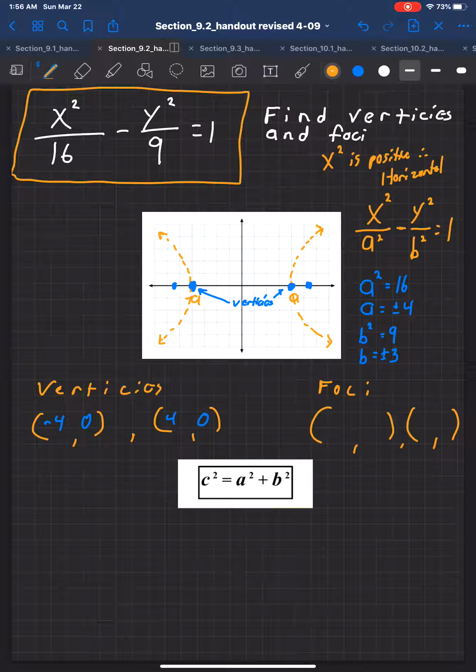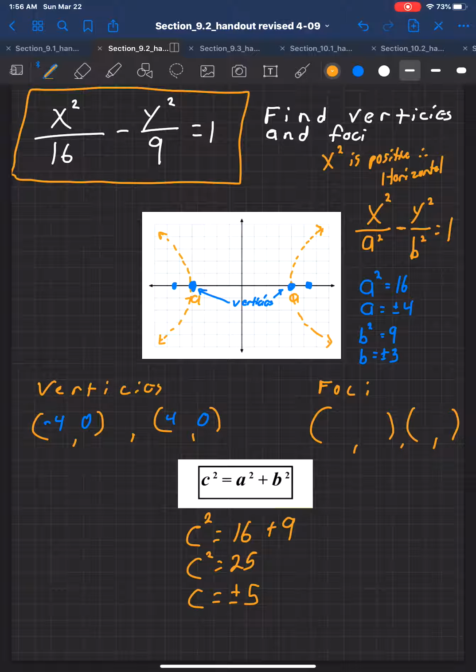So, do I know c squared in this case? I do not. So c squared is equal to, do I know a squared? I do, it's 16. Do I know b squared? I do, it's 9. So therefore c squared is equal to 25. C is equal to plus or minus 5. All right, so this is c, this is negative c. These are our focal points. All I've got to do now is turn them into points, right?